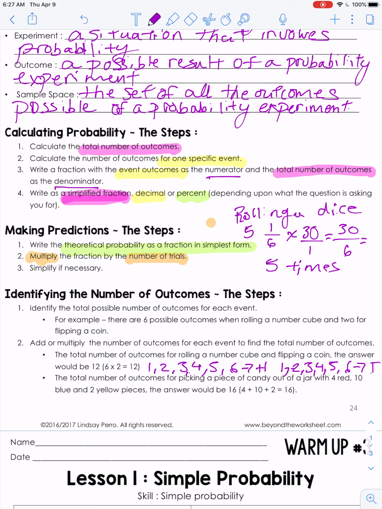So that is why we have to multiply, because we're doing 2 different experiments. But where we're drawing a piece of candy out of a jar, we only have all those pieces that are in the jar. So we add the number of pieces together.